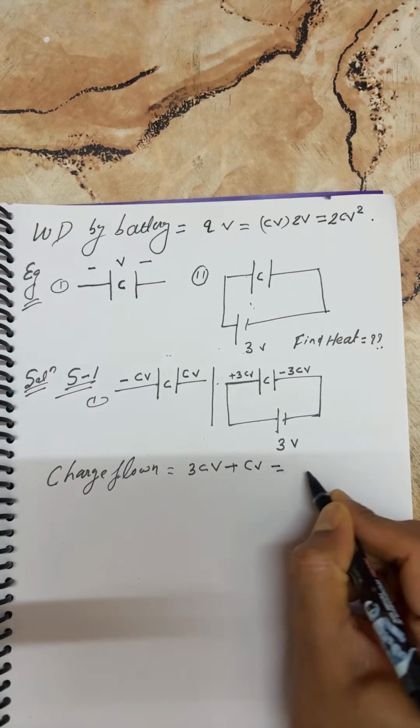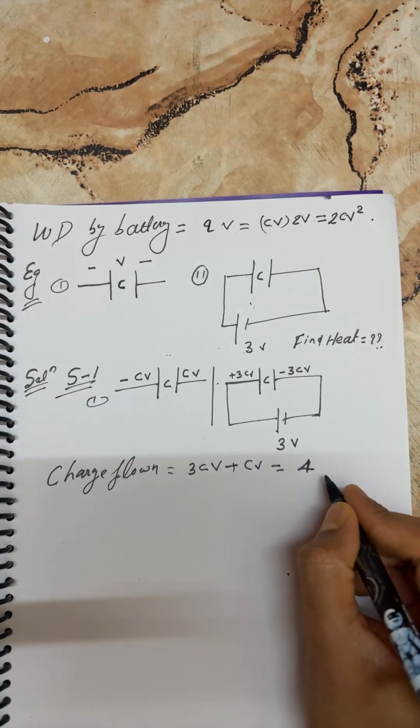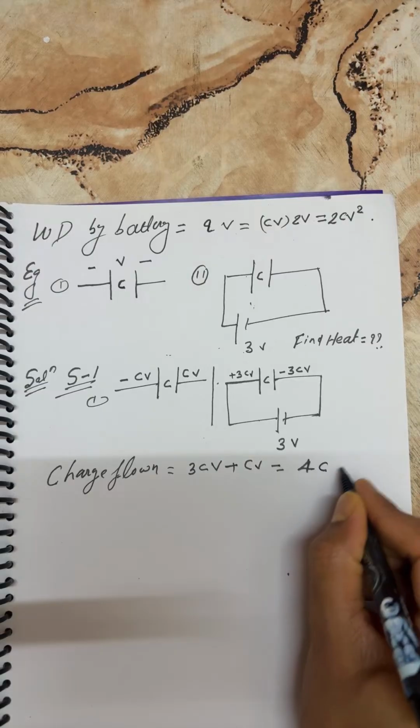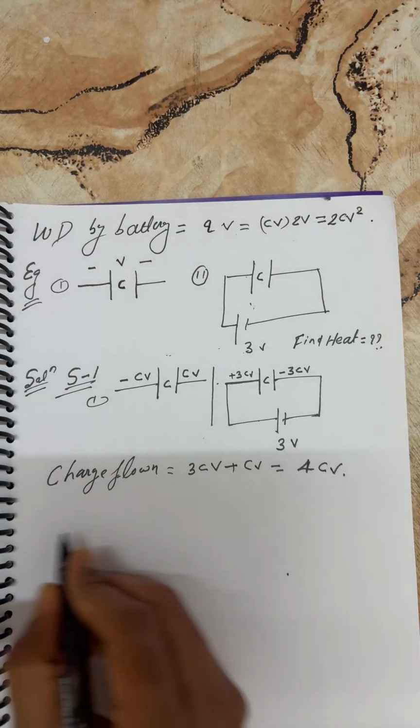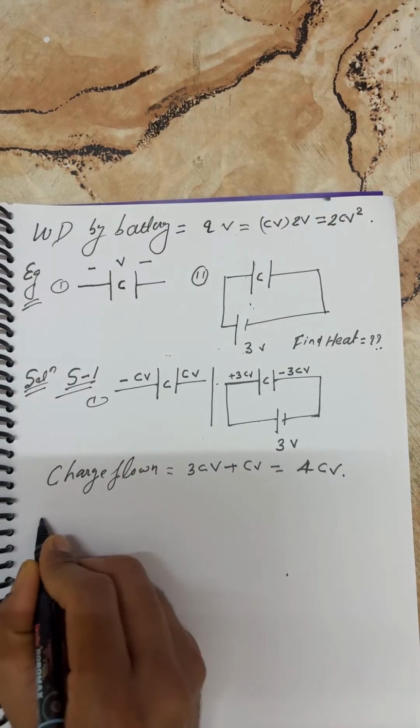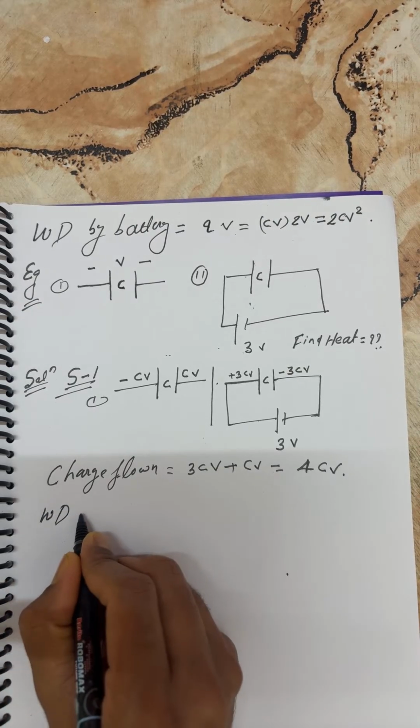So what is beta? I can say charge flown through the battery. That is what? 4 CV. Charge flown through the battery, that is 4 CV. Okay, fine. Now, students, I wanted to find first here work done.